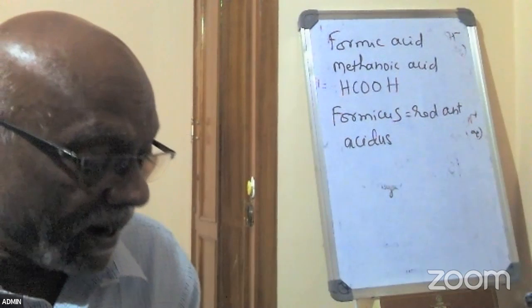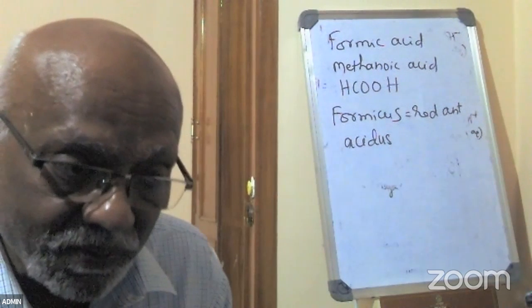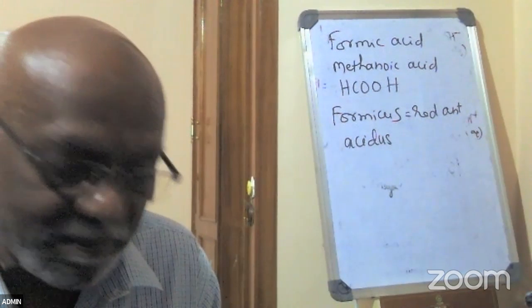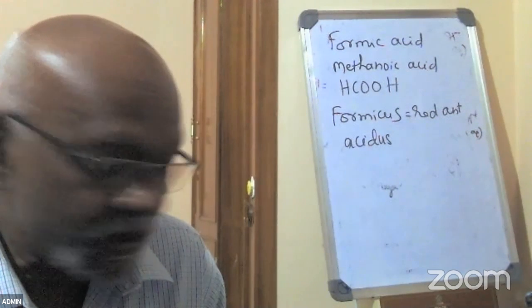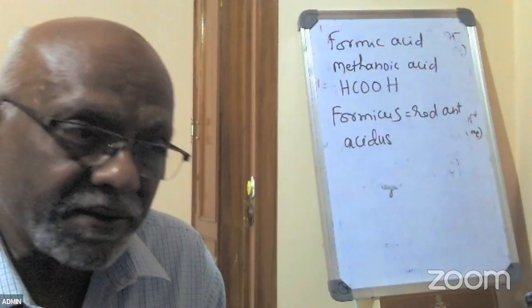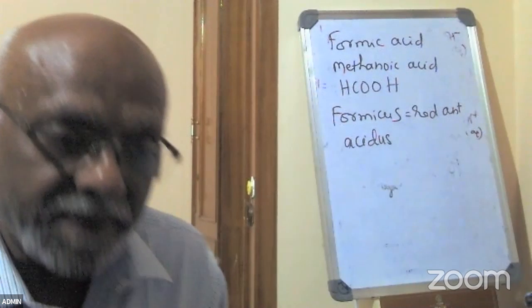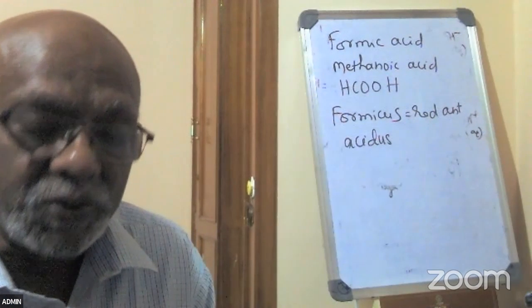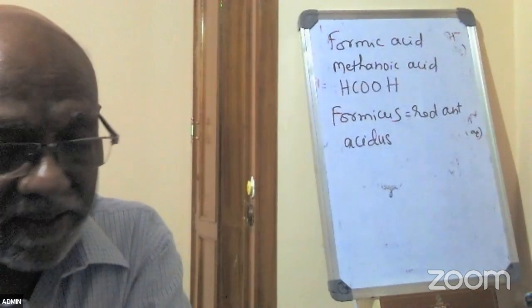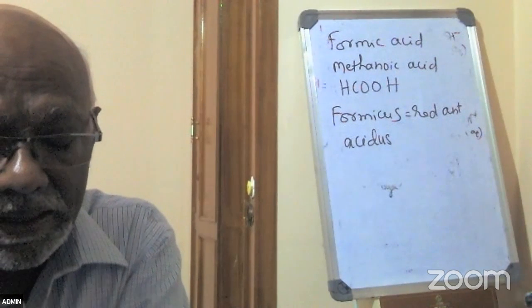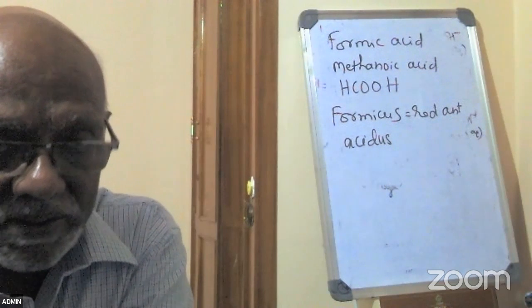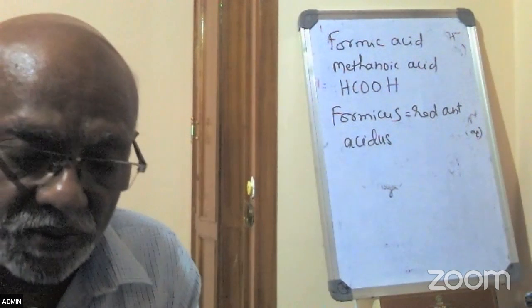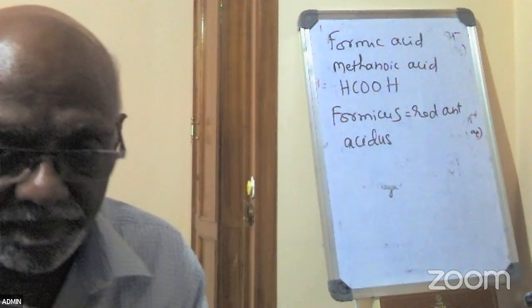Now, we know that salts are produced by reactions between acids and bases. I've also mentioned to you some time back that strong acids, when they react with strong bases, produce salts that are neutral. For example, hydrochloric acid and sodium hydroxide giving sodium chloride. The solution of sodium chloride is neutral. It has a pH of 7.